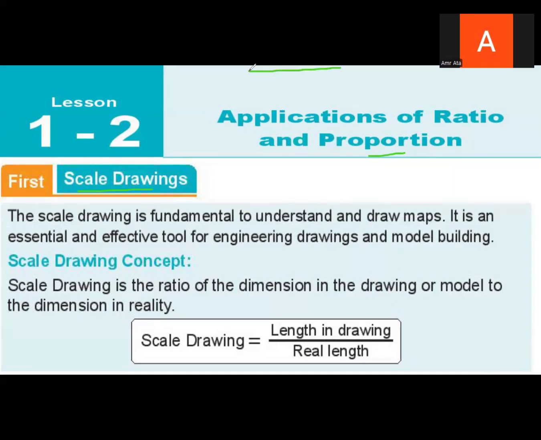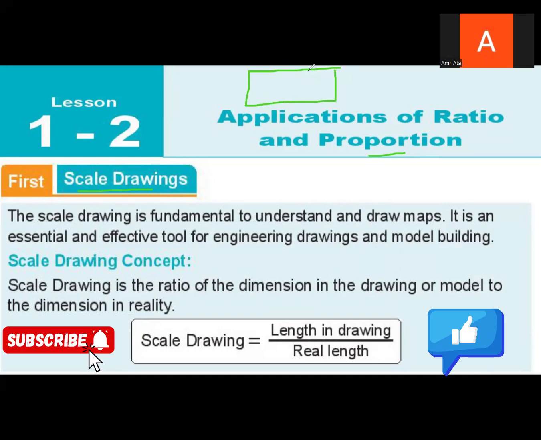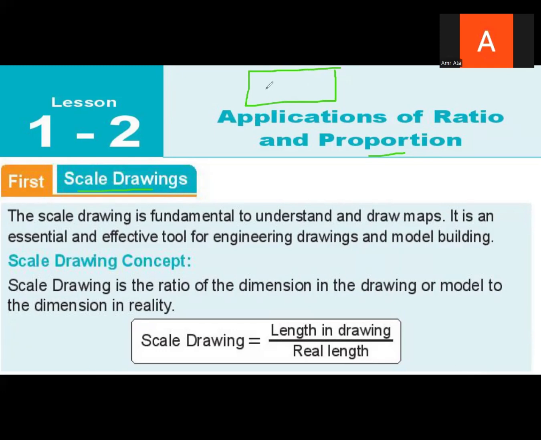So if I have a street and I want to make a map of this street on paper, I have to minimize the street to a small icon so I can draw it on the paper. Okay?